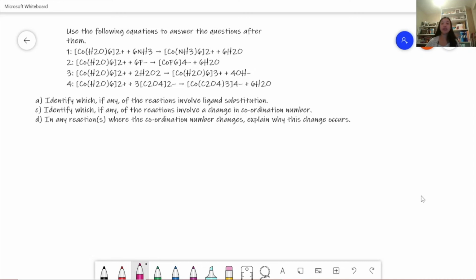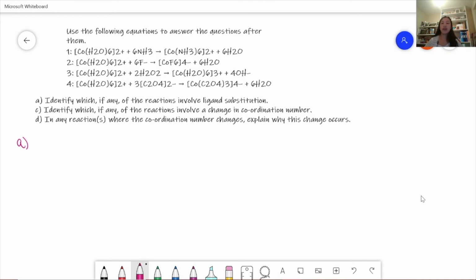So we're told to use the following equations to answer the questions after them. So we've got these 4 equations. And so for A, identify which, if any, of the reactions involve ligand substitution. So ligand substitution is where we replace one ligand with another ligand. So we could replace water ligands with ammonia ligands, or with chloride ligands, or some bidentate ligands, or even multidentate ligands. So for A, which ones involve ligand substitution?